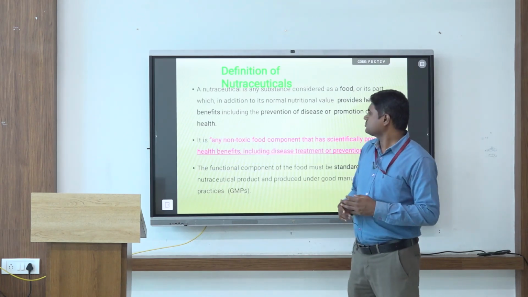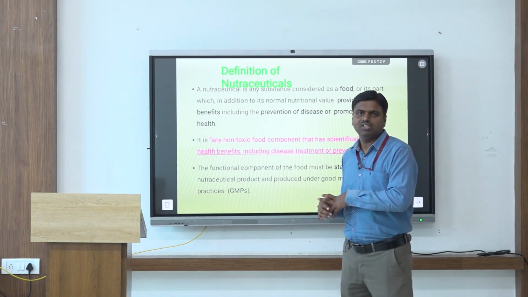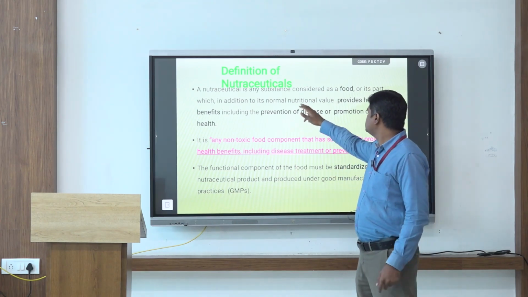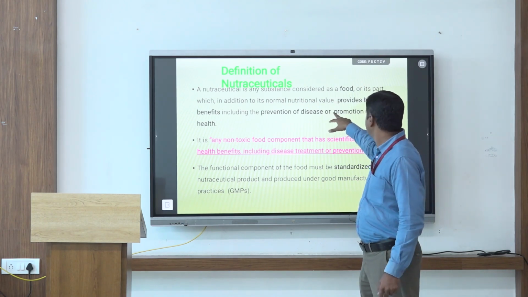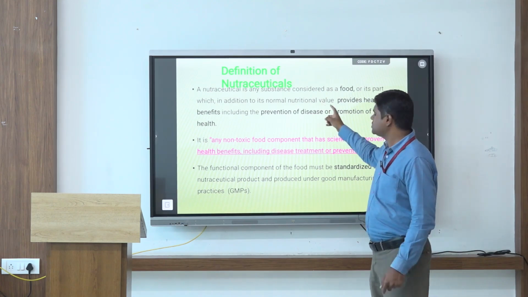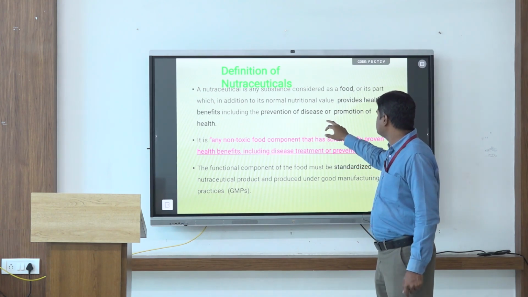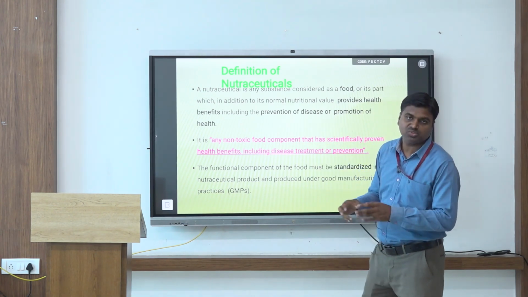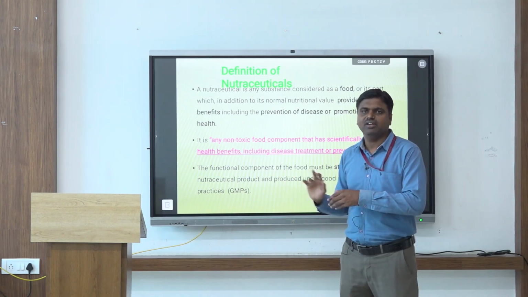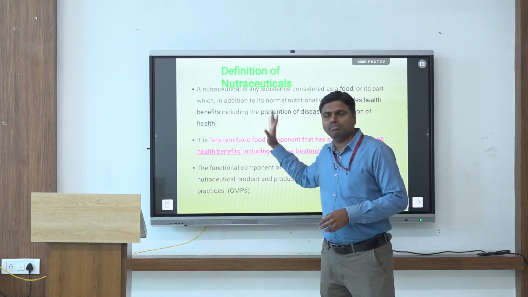Now again, some other institutes or literature have certain concepts related to nutraceutical. For example, a nutraceutical is any substance considered as a food or its part which, in addition to its normal nutritional value, should provide health benefits including prevention of disease or promotion of health. So it should prevent the disease or promote the health. Sometimes it may be a food or part of the food. So this is from a particular literature.